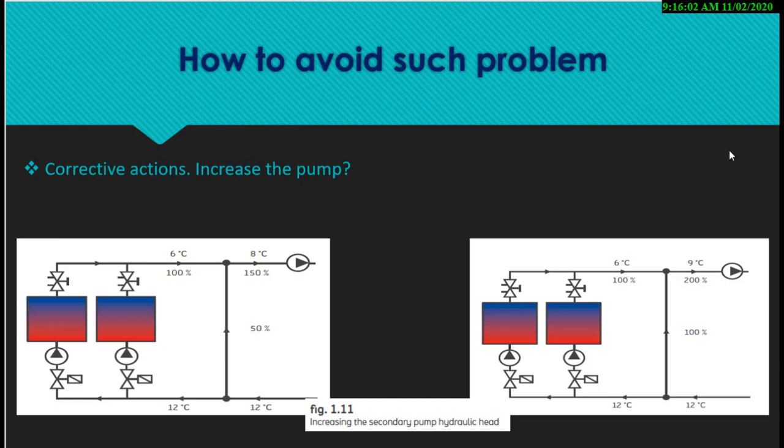As we are seeing here, increasing the hydraulic head of the distribution pump could be thought of as a first attempt to solve this problem, but it actually only worsened the situation, because as you see here, the desired condition was 8 and now it is 9, so it is increased. The original cause of the problem is an excessive secondary flow rate, and even here we have excessive secondary flow rate, 100% extra.